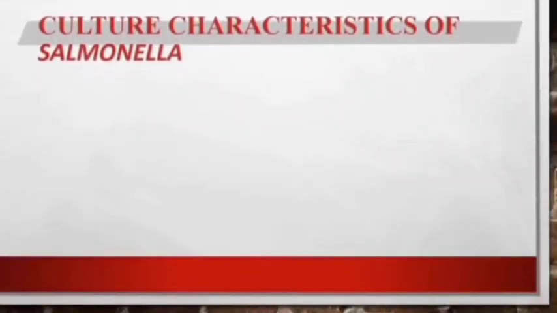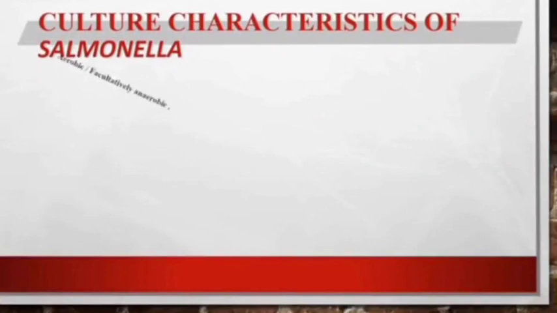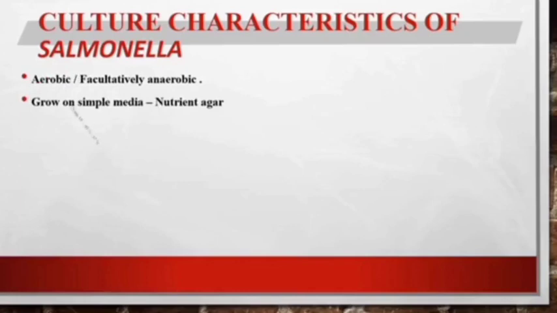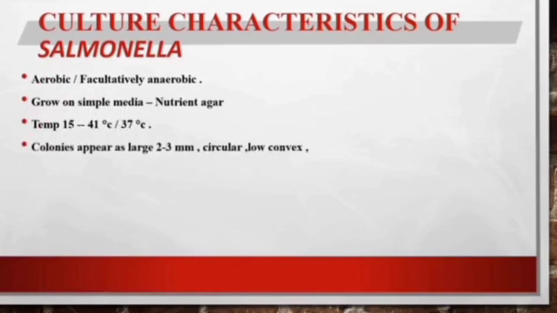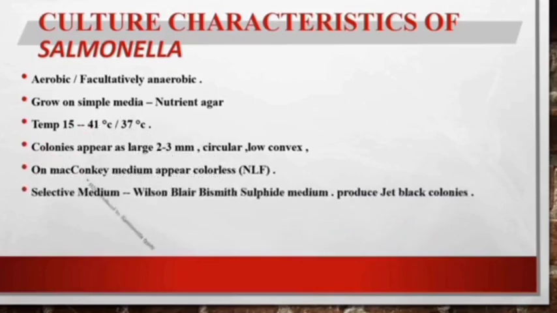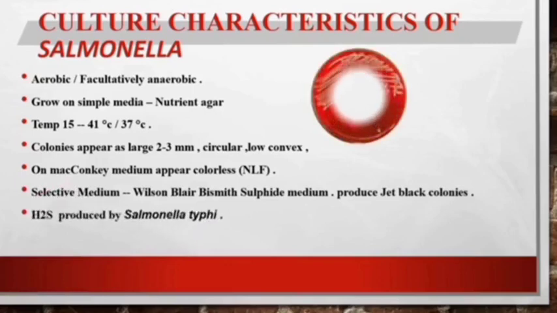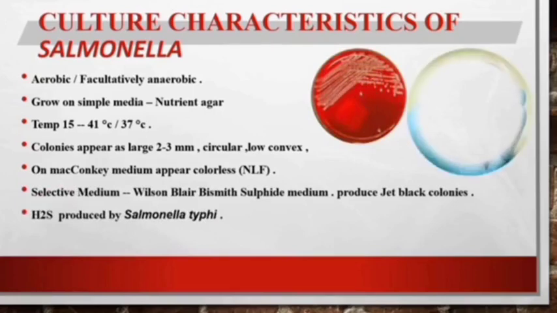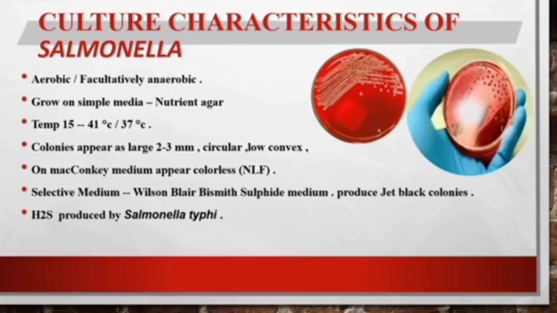Culture characteristics of Salmonella. They survive as aerobic and facultative anaerobic. They grow on a simple media known as nutrient agar. They can tolerate 15 to 41 degrees centigrade, but generally they survive at 37 degrees centigrade. Their colonies are generally large and look like a low convex structure. On MacConkey agar, their streaking generally appears colorless. They are also cultured on selective media like Wilson-Blair bismuth sulfite medium.